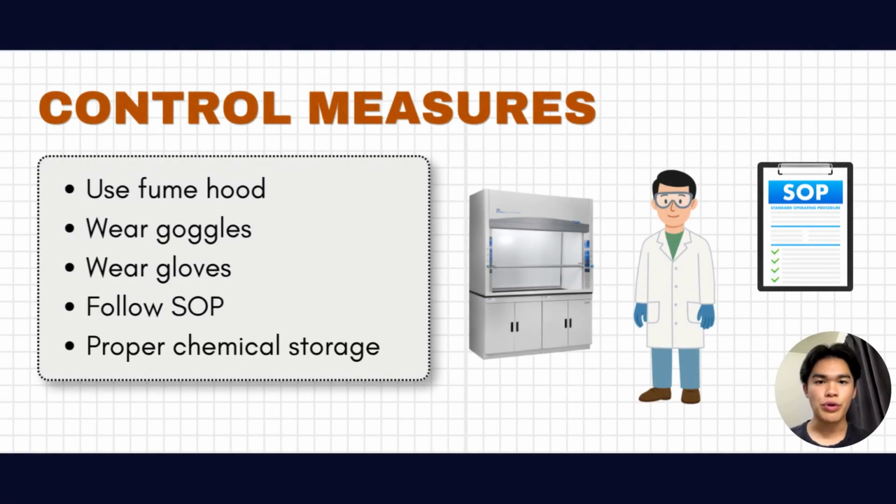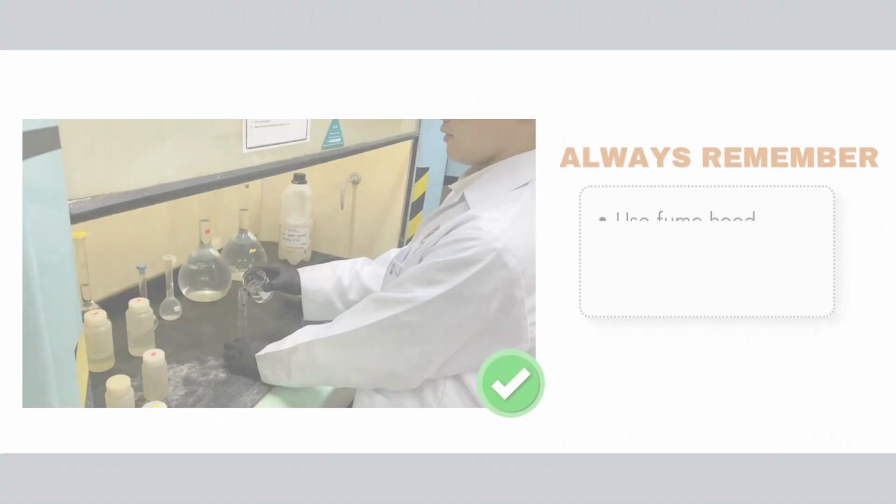So, to prevent accidents, there are a few control measures when doing the transfer of chemicals. First, we have to use the fume hood. The second one, we have to wear goggles. And we also have to wear gloves and follow the SOP during the transfer of any chemicals. And also, we need proper chemical storage for each of the chemicals that we use.